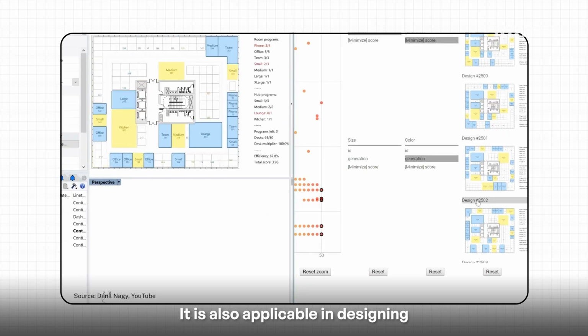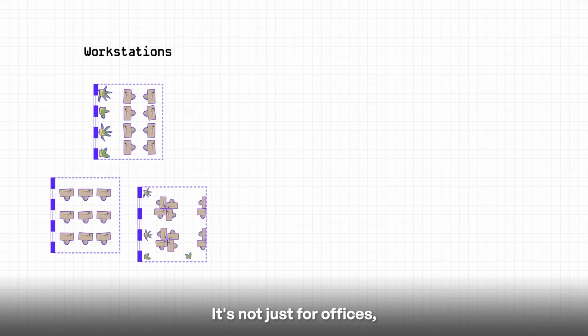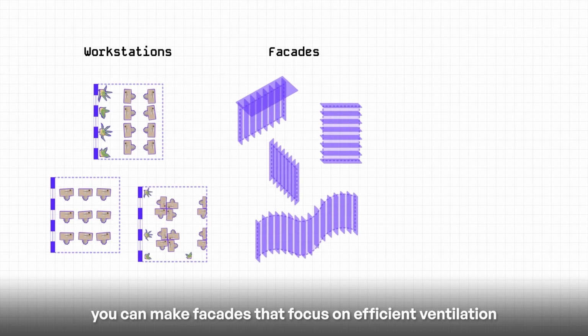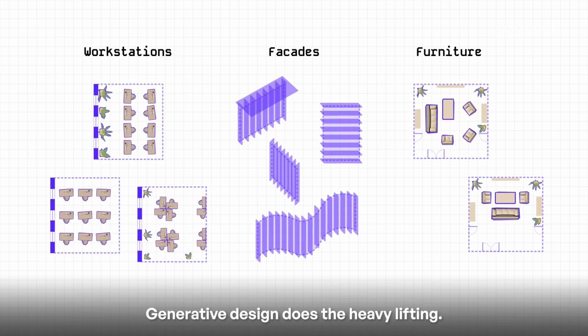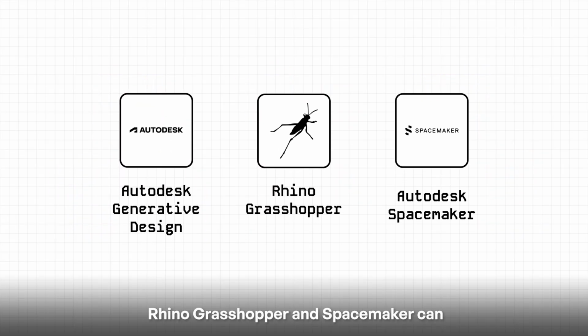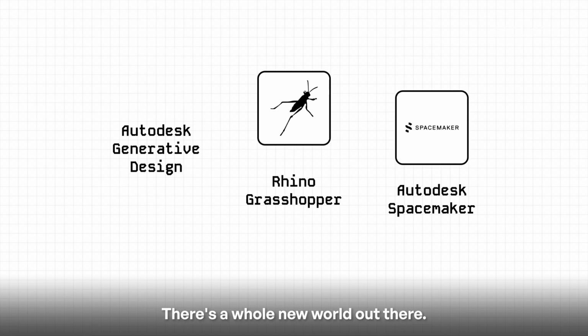It is also applicable in designing workstations with optimum sizes and layouts. It's not just for offices. You can make facades that focus on efficient ventilation and even optimize your living room furniture layout. Generative Design does the heavy lifting. Tools like Autodesk Generative Design, Rhino Grasshopper, and SpaceMaker can bring generative design to your projects. There's a whole new world out there.